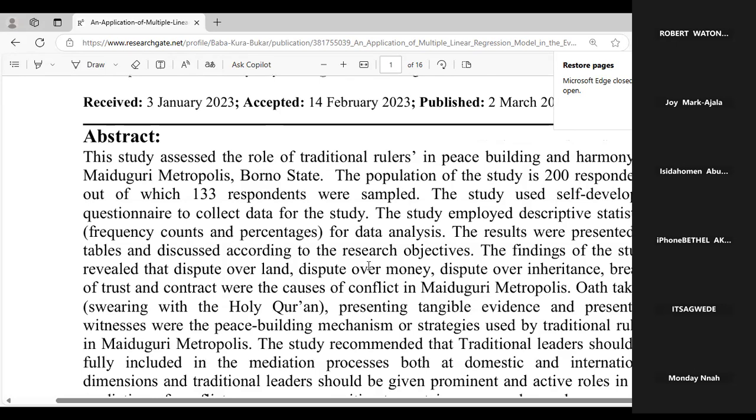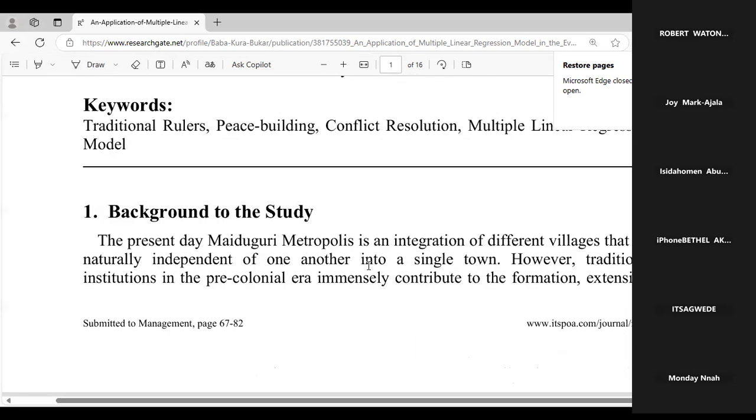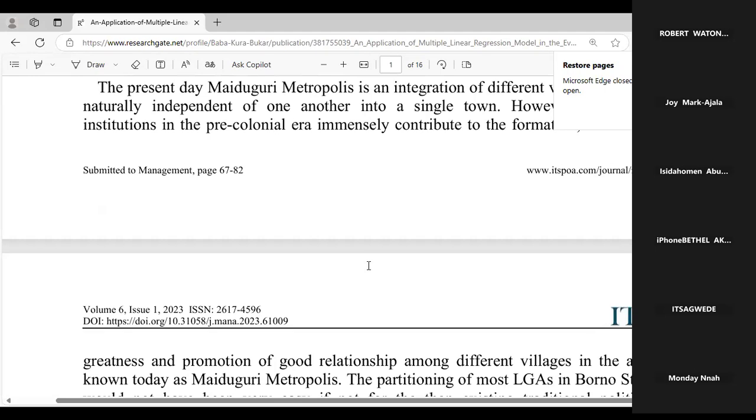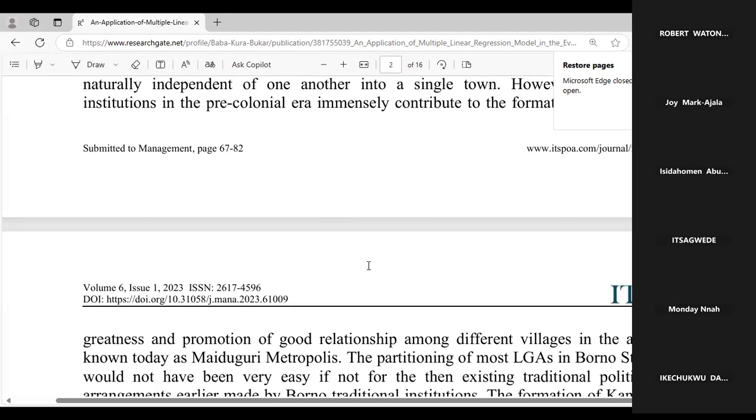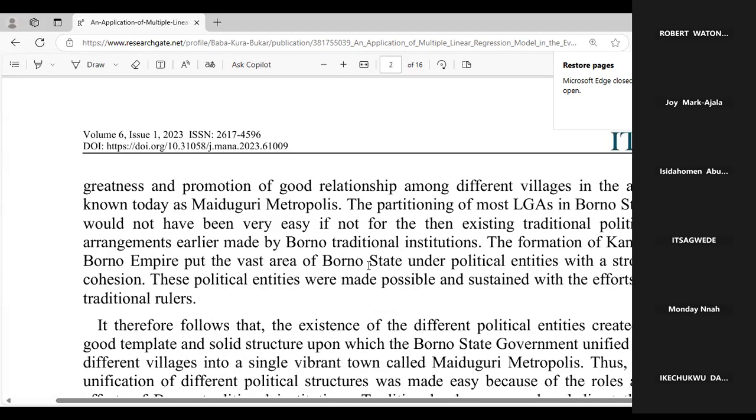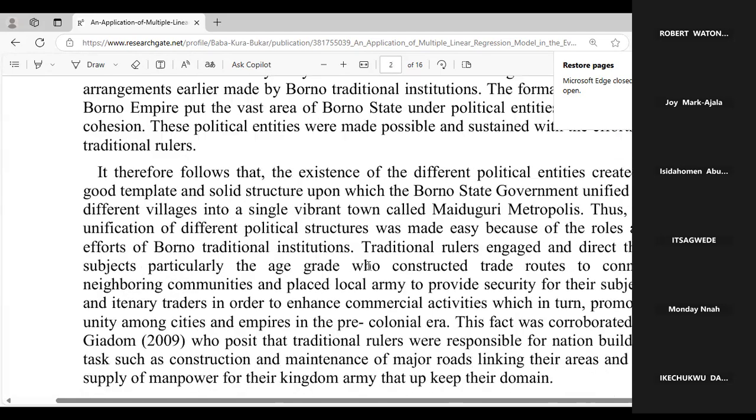I've not even gone to, anyways, for me, I start reading from the abstract. Once the abstract is rubbish, I don't want to read, because it's a bloody waste of my time.